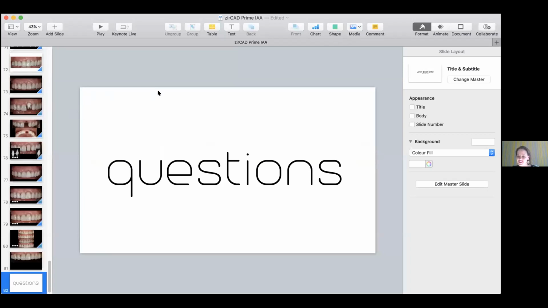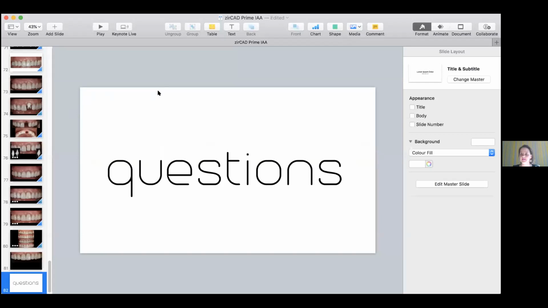We've got quite a few questions coming in, like prep guidelines, etc. Let's see how far we get through them. But let's start with the easy one. Dr. is asking, with your first case that you replaced the PFMs, were the final crowns splinted?